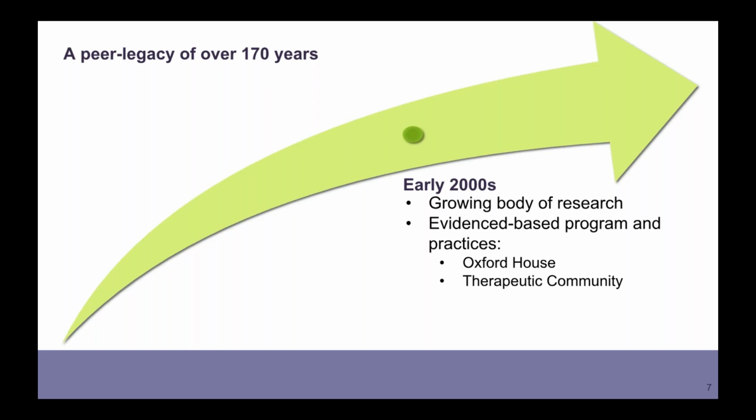And as a result, we've started seeing some recovery residences listed on the National Registry of Evidence-Based Programs and Practices, specifically Oxford House, and then there's a couple of therapeutic community models that are listed as well. Other models of recovery residences have also been studied, but we need more research. Currently, you would consider them promising practices. And if we were able to increase the body of research on those particular models, then they would rise to the level of being considered evidence-based program and practice.